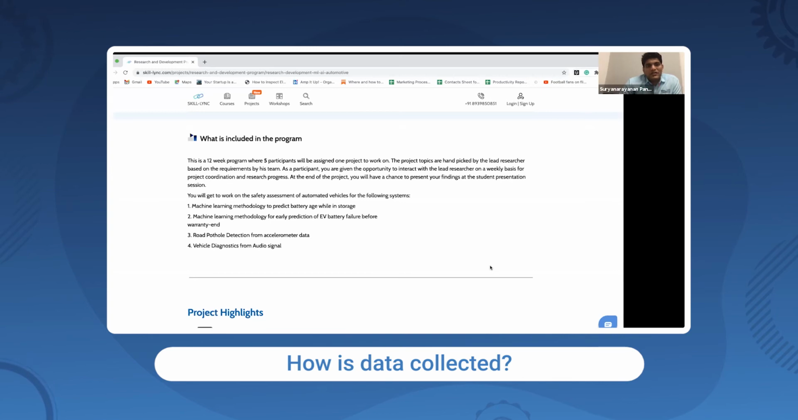Thank you so much, Anirudh. That was really helpful, guys. One of the things you need to understand is what that particular project is doing. In projects 1 and 2, you're essentially building a machine learning algorithm to predict battery age while in storage. The end goal is to build that algorithm, and to build a machine learning algorithm, you need data. Data can either be simulated, or taken from physical environments.